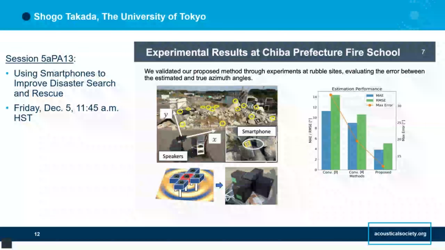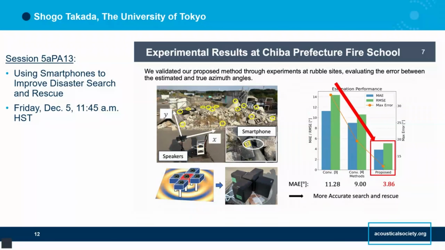This slide shows the experiments conducted to validate our method. At the lab site, within 10 by 10 meters, the smartphone was placed at 14 locations shown by the yellow circles. The right figure illustrates the estimation performance at 14 locations. In short, all three error criteria decreased in our method, compared to the other conventional approaches, enabling a more accurate search.